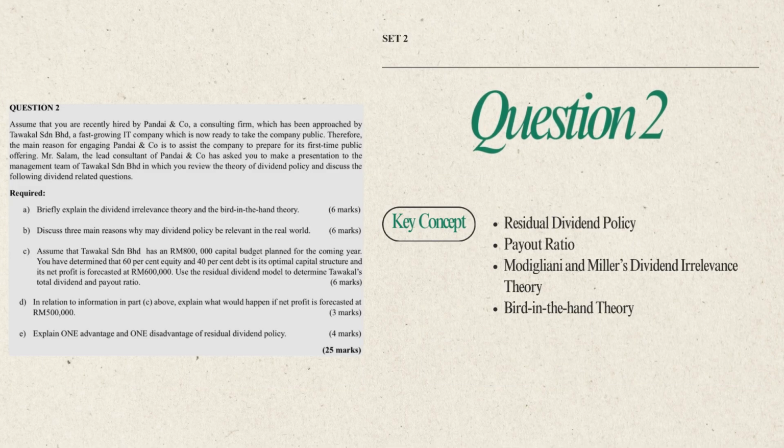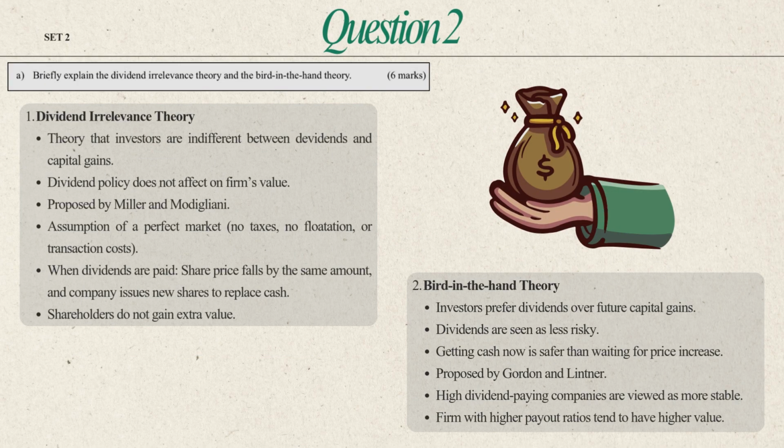For question 2, the key concepts that we identified are residual dividend policy, payout ratio, Modigliani and Miller's dividend irrelevance theory, and bird in the hand theory. 4A, the question requires us to explain the dividend irrelevance theory and bird in the hand theory. First is the dividend irrelevance theory.